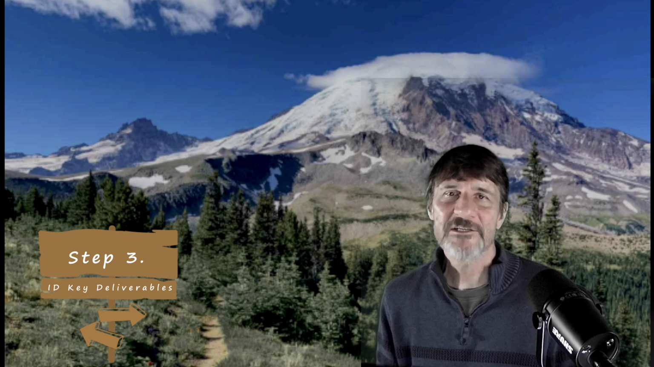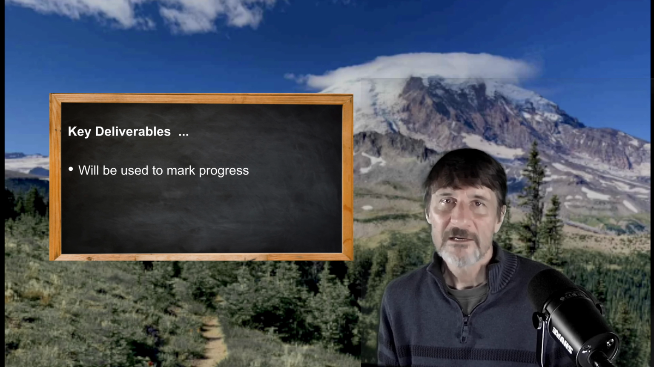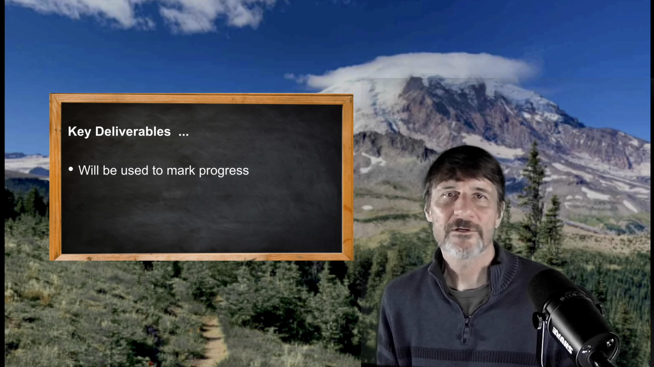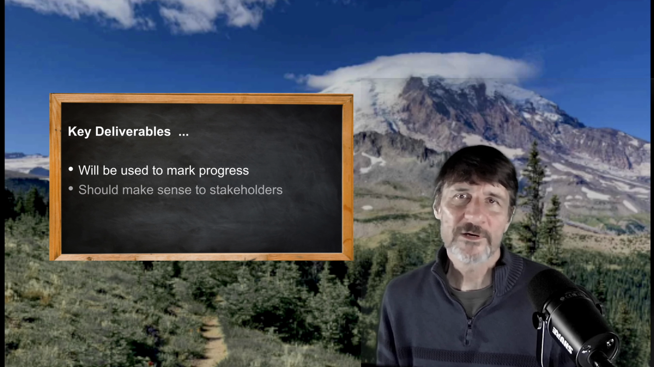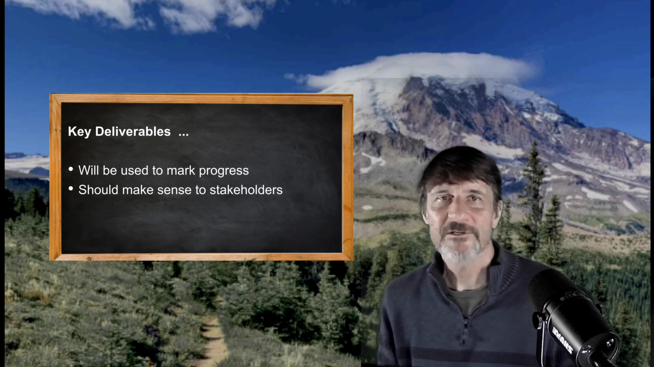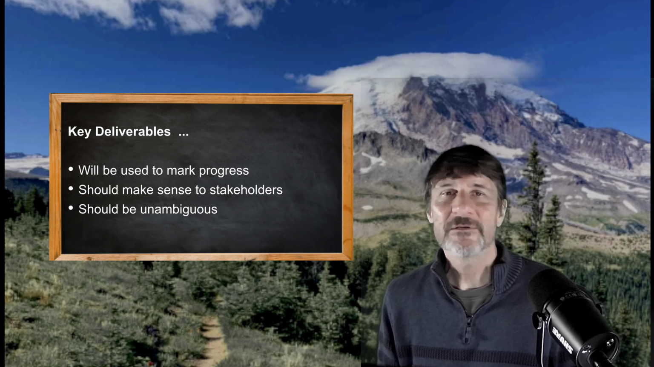Step three, identify key deliverables. These should be tangible deliverables, milestones, and they'll be used to mark progress within and across work packages, which we'll talk about shortly. And these deliverables should really resonate with a broad group of cross-functional stakeholders, as mentioned. In other words, they shouldn't be obscure.